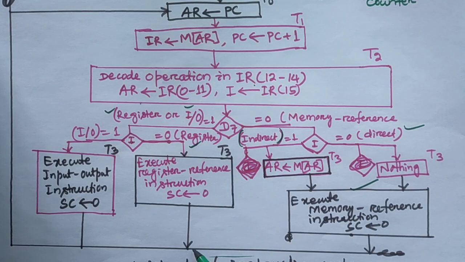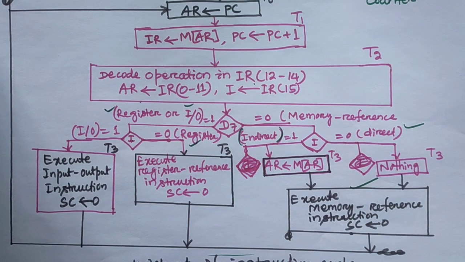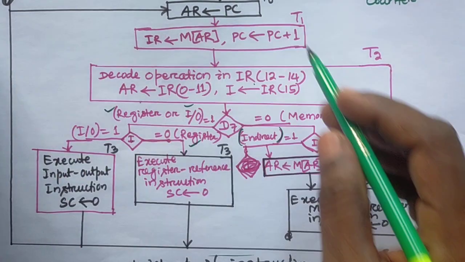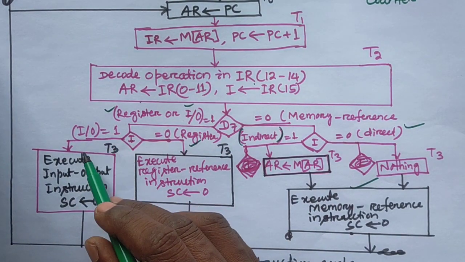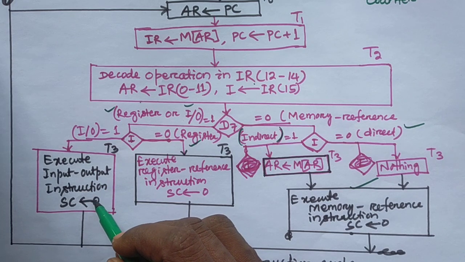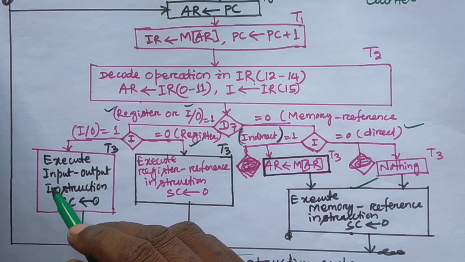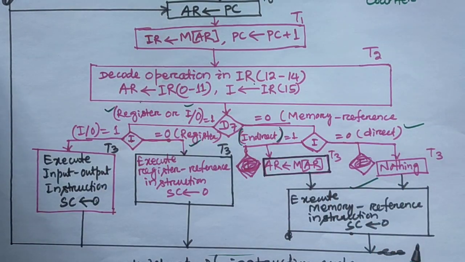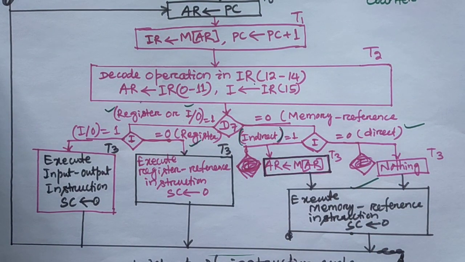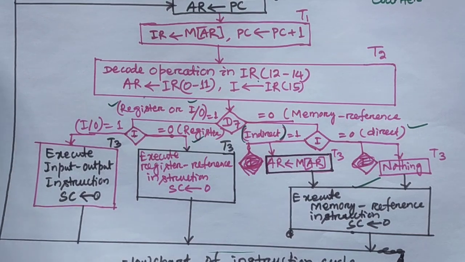Lastly it transfers back to this particular flow, and it repeats if required. If I is equal to 1, then we go through the input output instruction. Again we execute that input output instruction, and it repeats if necessary. In this way, the whole flowchart is defined.